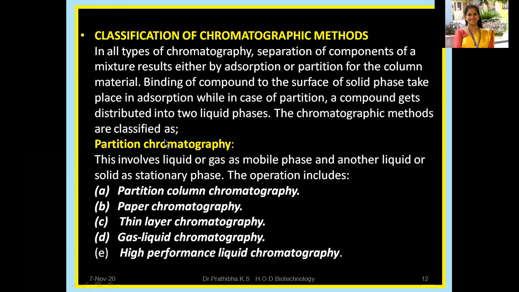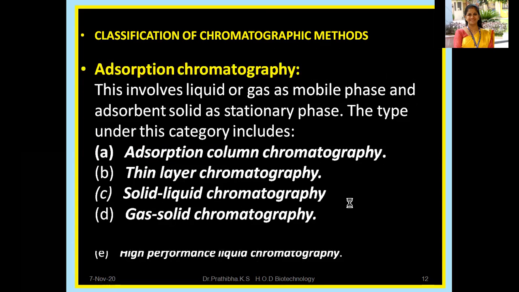The chromatographic methods are classified as follows. The first one, let us go through, is partition chromatography. This involves liquid or gas as mobile phase and another liquid or solid as stationary phase. The operation includes partition column chromatography, paper chromatography, thin layer chromatography, gas liquid chromatography, and high performance or high pressure liquid chromatography. All of this comes under partition chromatography.